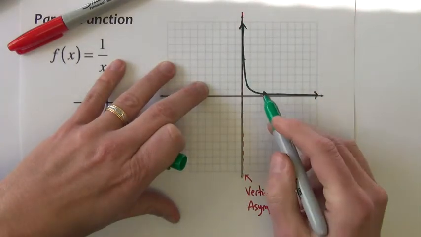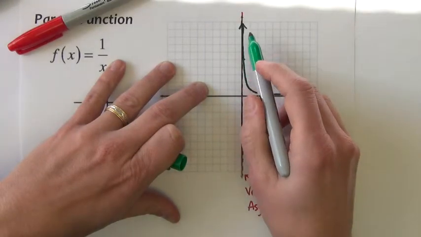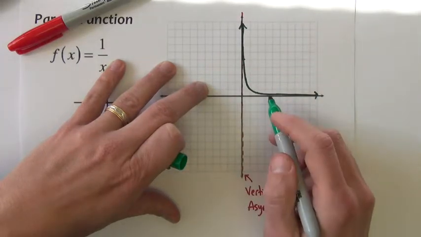It just gets closer and closer to the x-axis as it goes to the right. It gets closer and closer to the y-axis as it goes up. It never actually touches either of those axes.